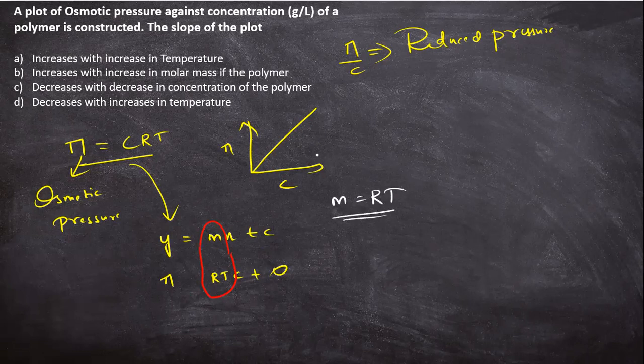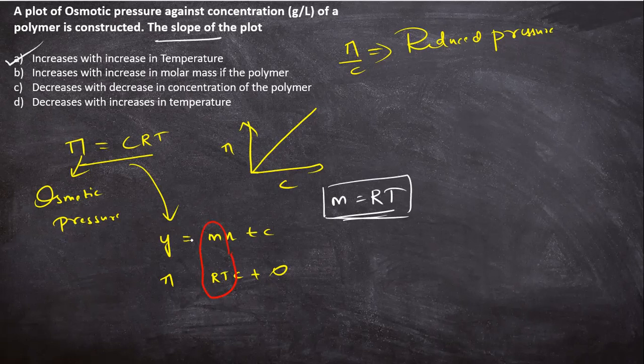So what they have asked is the slope of the plot. If we see this, we will definitely understand that the slope increases with the temperature. Or I can say as we increase the temperature, the slope also increases. So option A is correct.